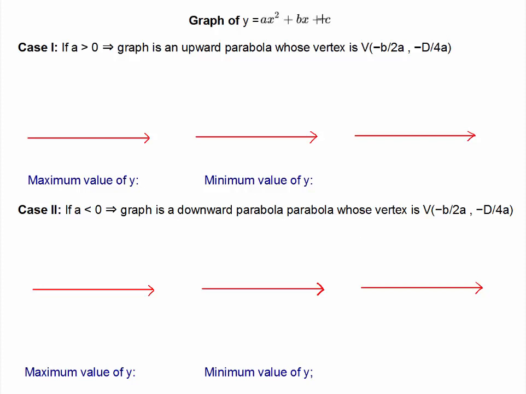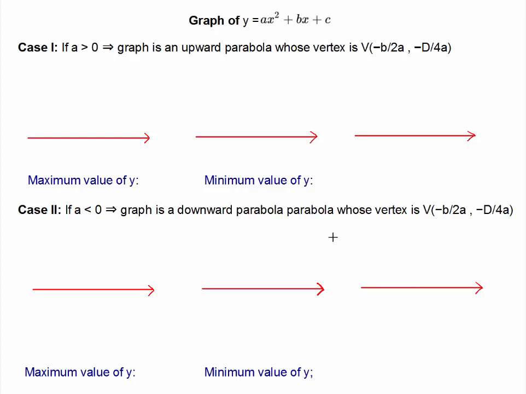So for the exact graph of the quadratic expression y equals ax square plus bx plus c, we take two cases depending upon whether a is greater than 0 or a is less than 0. If a is greater than 0, the graph is an upward parabola. The vertex still remains the same, minus b by 2a and minus D by 4a. Similarly, when a is less than 0, the graph is a downward parabola whose vertex still remains the same, minus b by 2a and minus D by 4a.